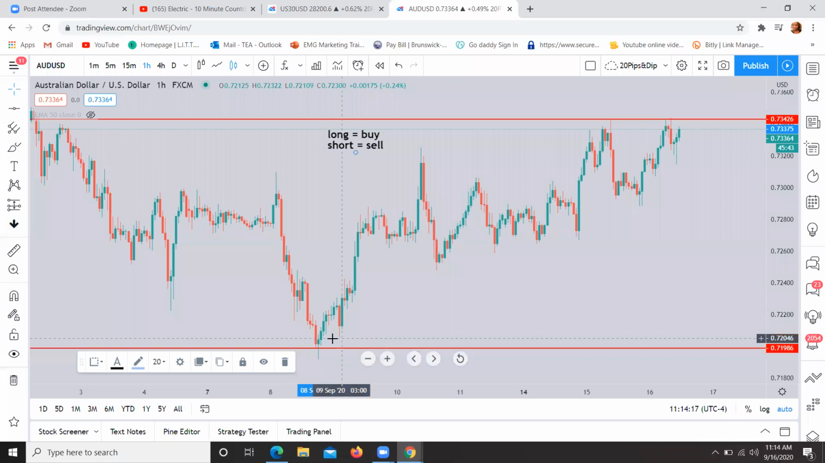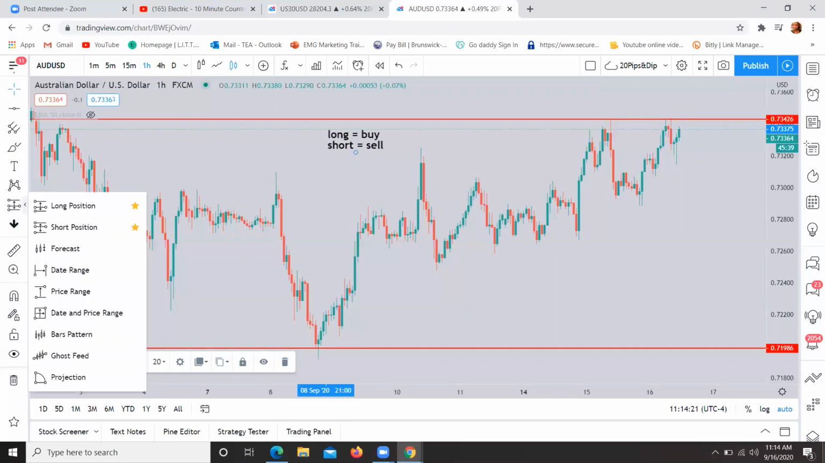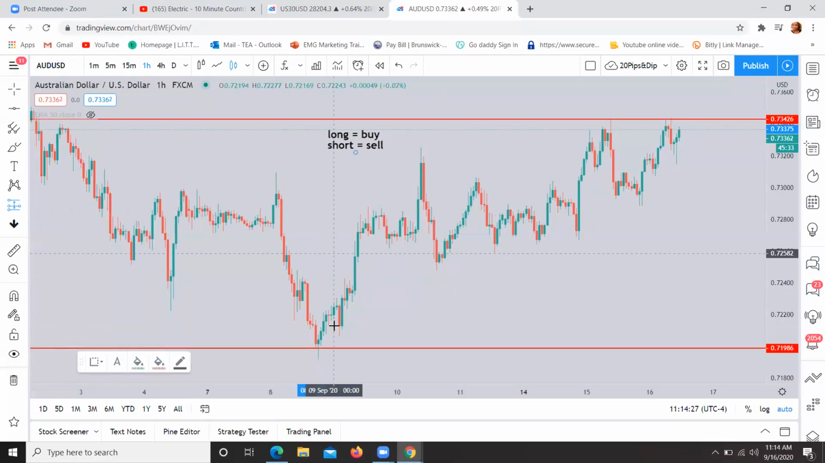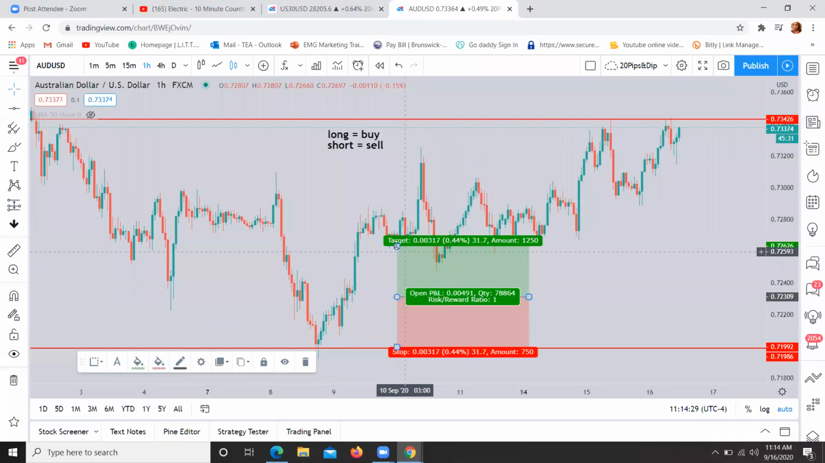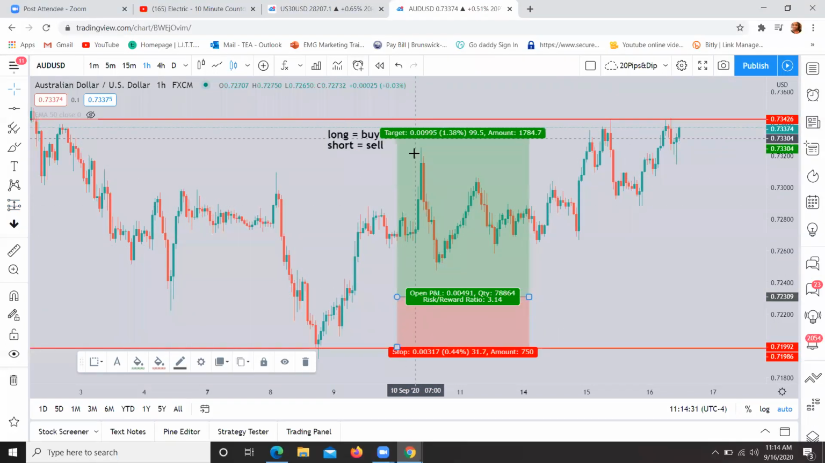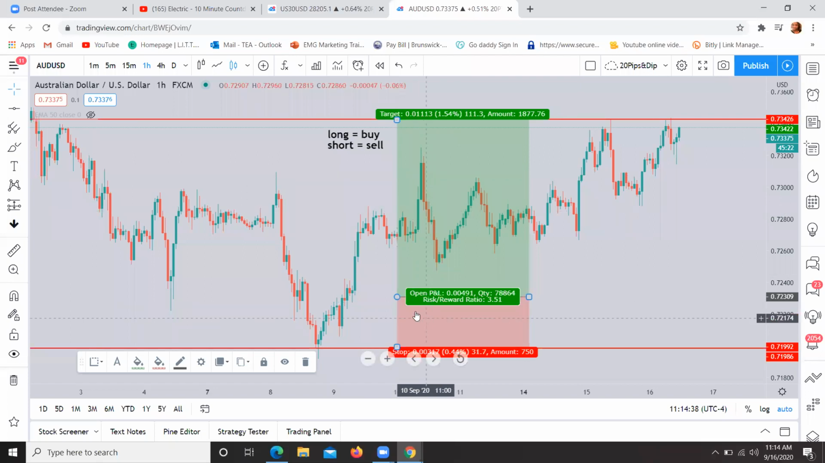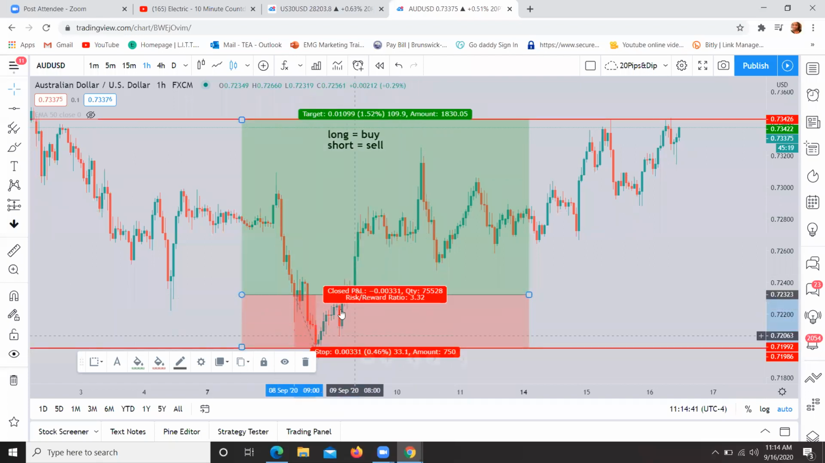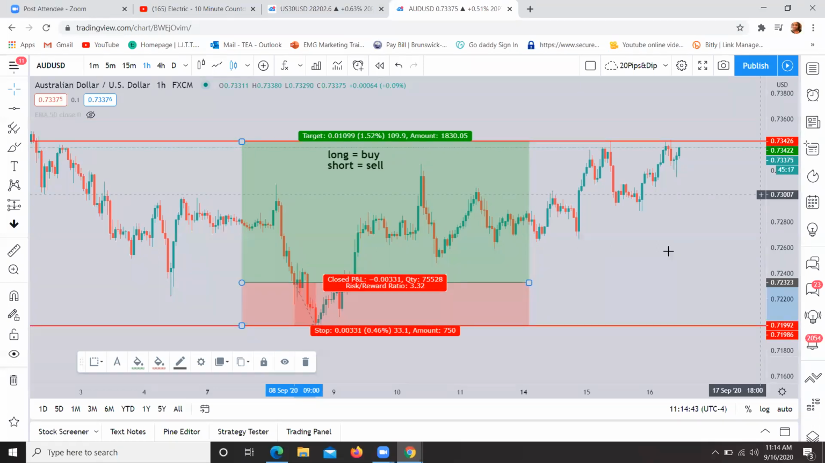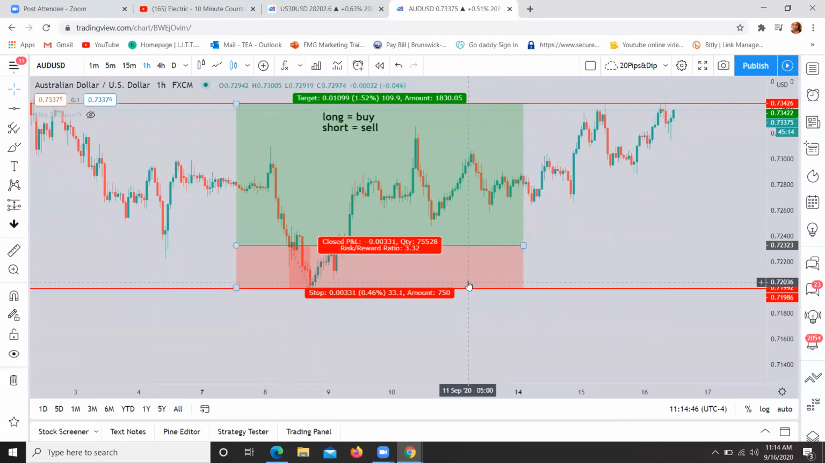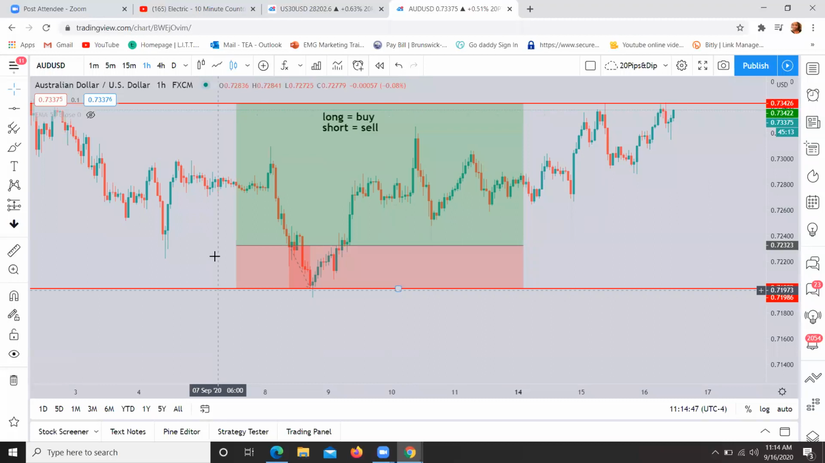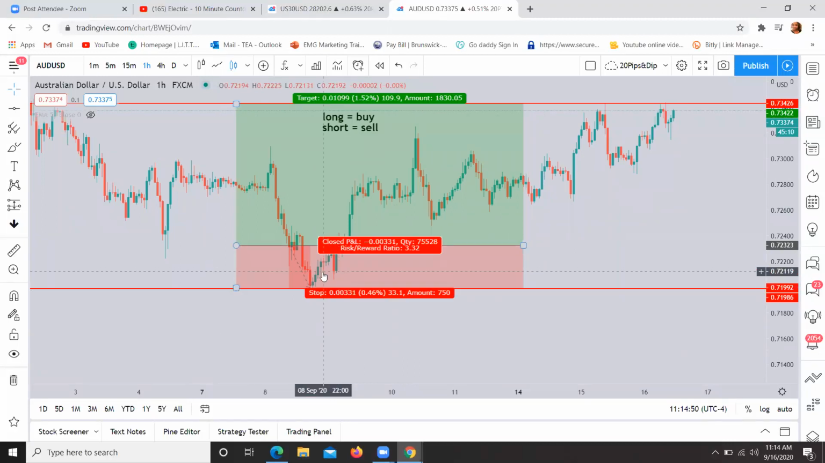So if I was in this long, this buy, I will come over to the long position tool. Here's the cool thing about TradingView. This tool actually shows you your area of target, your area of take profit, and it also shows you your area of stop loss, your area of risk. You're going to learn risk management. How much are you willing to lose on each trade?